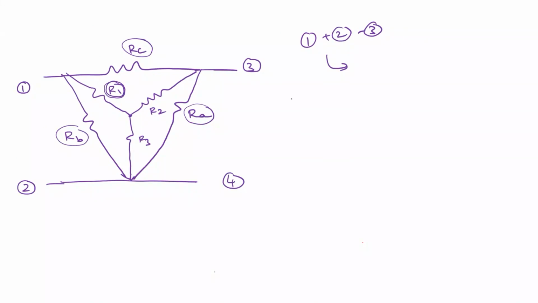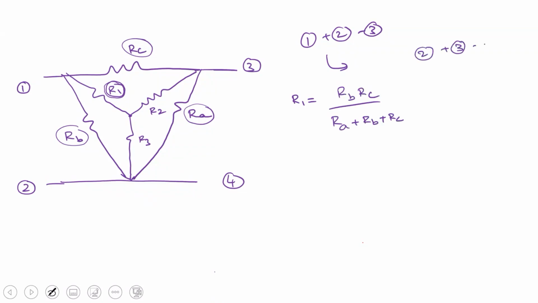So what did you get for the R1 value? What you obtained is RB RC divided by RA plus RB plus RC. Why 2 will come, sir? It will cancel with the 2. Similarly, if you do 2 plus 3 minus 1, what will you get?